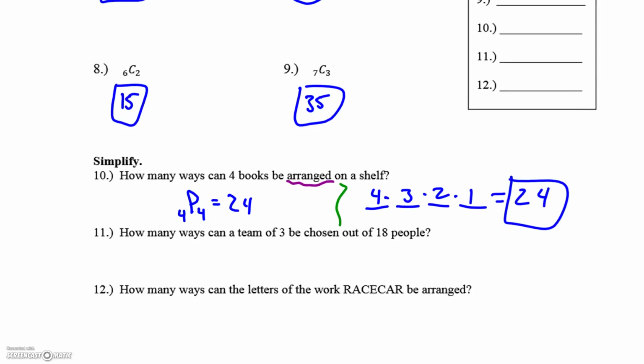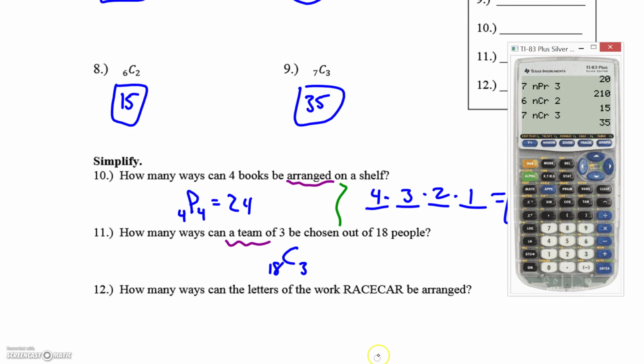For this one, it says, how many ways can a team of 3 be chosen out of 18 people? Well, here order does not matter, and the giveaway there is the fact that we're talking about a team. It doesn't matter what order they're chosen in. What matters is who's on the team. So this is going to be a combination, and it's a combination of 18 choose 3 because there are 18 total people, and there are 3 that we're choosing.